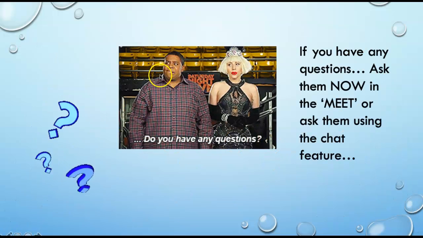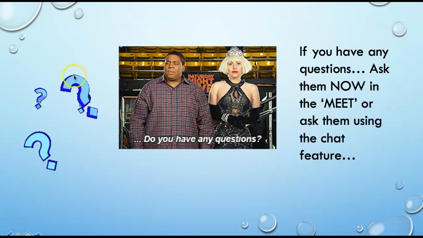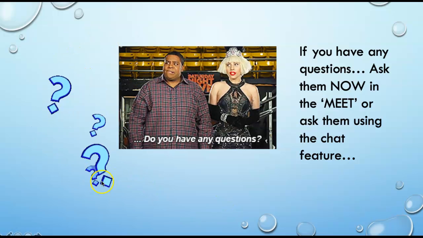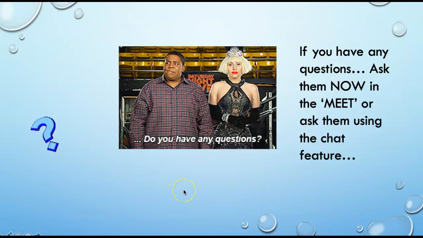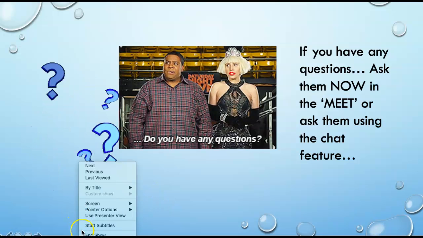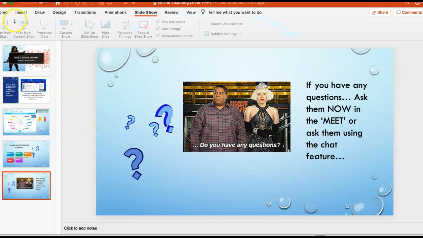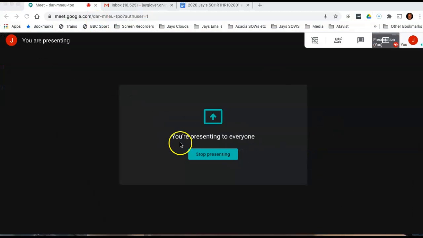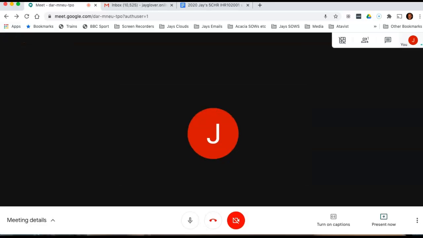I can then, every so often in my slideshow, have a slide like this which asks the students if they have any questions. Again, I can break off the PowerPoint slideshow, end the show, minimize the slideshow again, and I'm back to my Google Meet where I stop presenting. And here I am back talking to everybody in the meeting, and I'll be able to see each of their video icons on my screen down the right hand side.